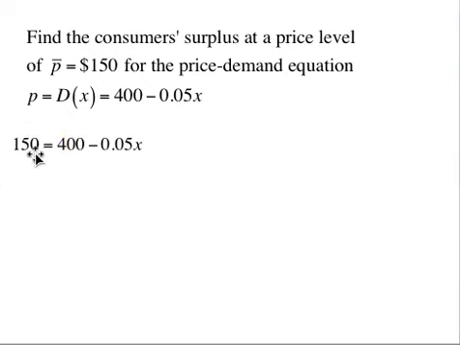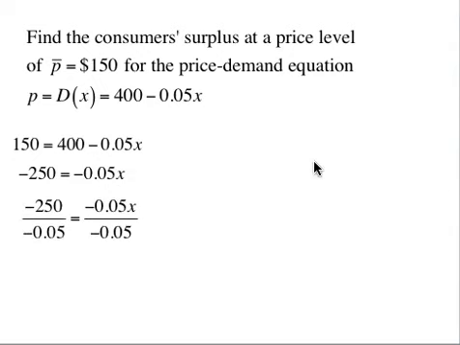So let's find out what the demand is when the price is 150. So the price is 150, x is the demand. Solving this, we get negative 250 is negative 0.05x when we subtract 400 from both sides. And then dividing by negative 0.05, we get a demand of 5,000. So the demand of 5,000 occurs with a price point of 150. From there, can we find the consumer surplus?